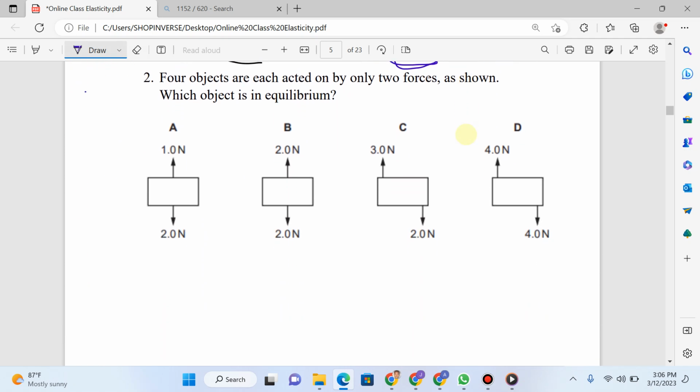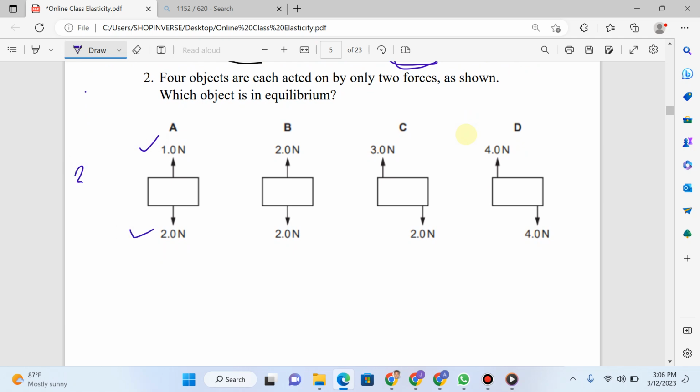Now, question number 2. 4 objects are each acted on by 2 forces as shown. Which object is in equilibrium? Look at the first one. We have 2 unbalanced forces, the force of 10 Newton upward and 2 Newton downwards.